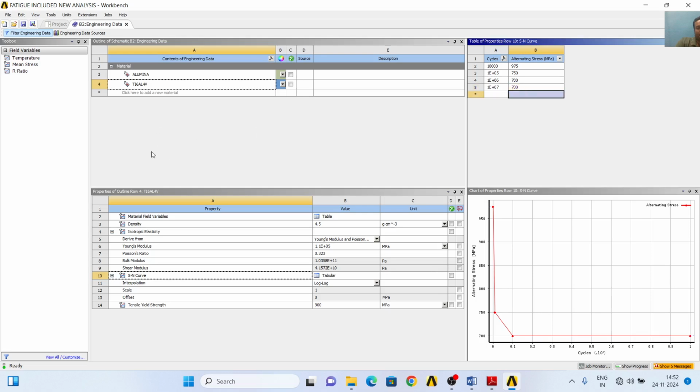So we have defined the mechanical and fatigue properties of alumina and titanium, and now we will go to the solution.